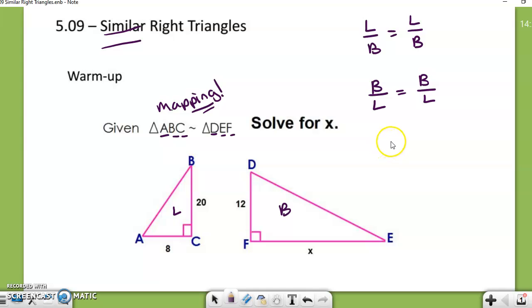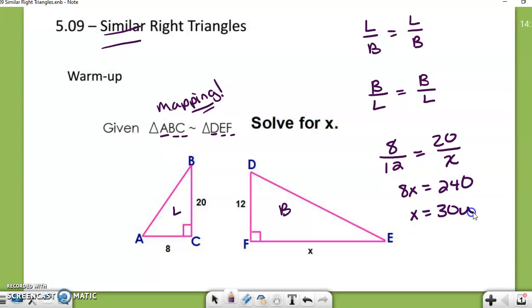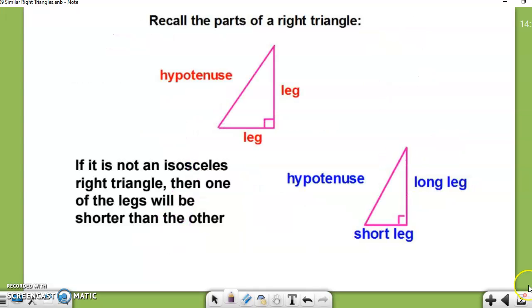All right, so go ahead and set yours up. I'm going to set mine up. 8 corresponds to 12. Those are my short sides. And then 20 corresponds to x. Cross multiply and divide. Find out that x equals 30 units.